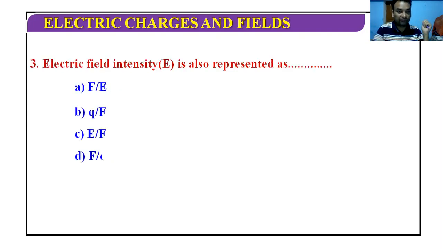Try this one. Electric field intensity is also represented as: E is equal to F upon E, E is equal to Q upon F, E is equal to E upon F, or E is equal to F upon Q. Which is the right option? D. E is equal to F upon Q. Actually, I showed you F upon Q naught. So you can take this Q naught also. Okay.